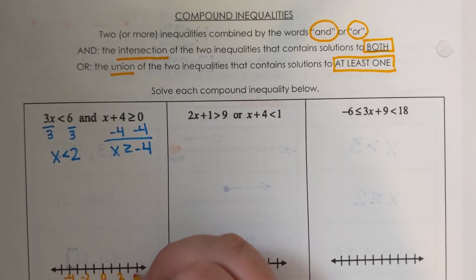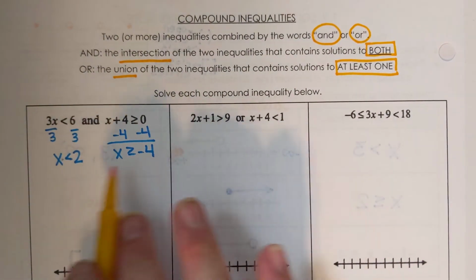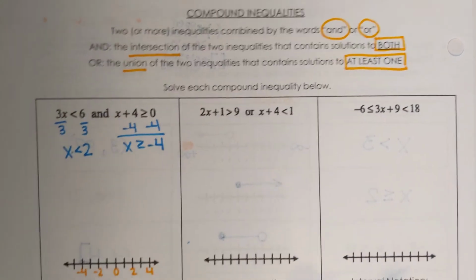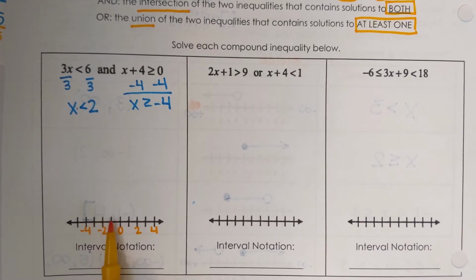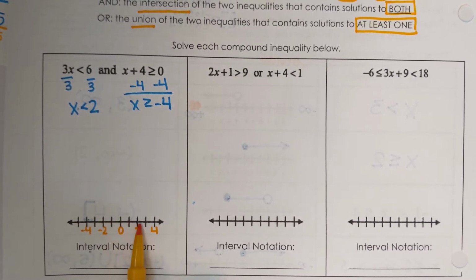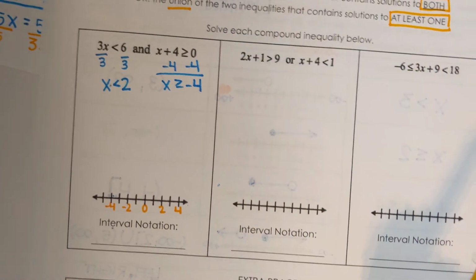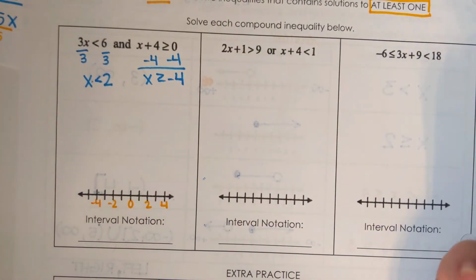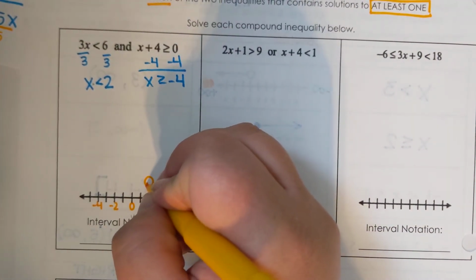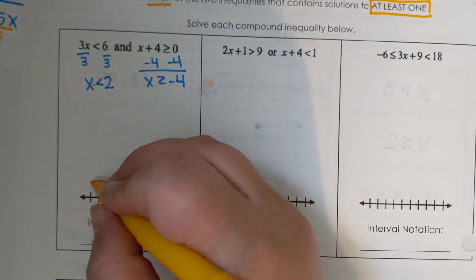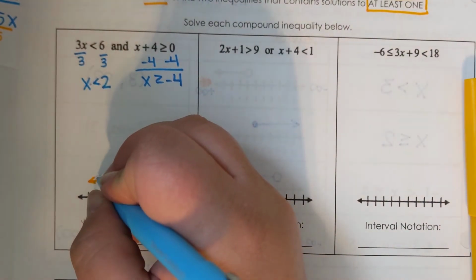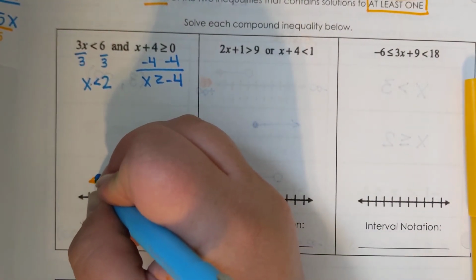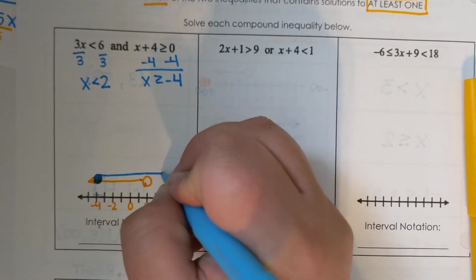And what I'm going to come down here and do is I need to make sure that both of those numbers are on my number line. So I'm going to go from negative 4, negative 3, negative 2, negative 1, 0, 1, 2, 3, 4. Okay? Less than 2, put a circle at 2. Less than means go to the left. Greater than or equal to negative 4 means put a solid circle at negative 4, go to the right.